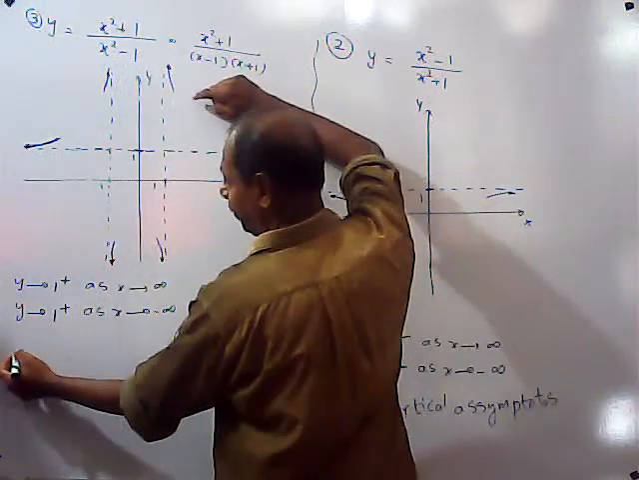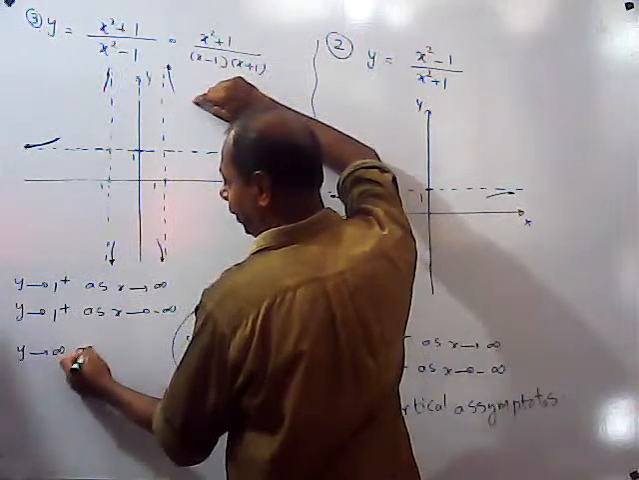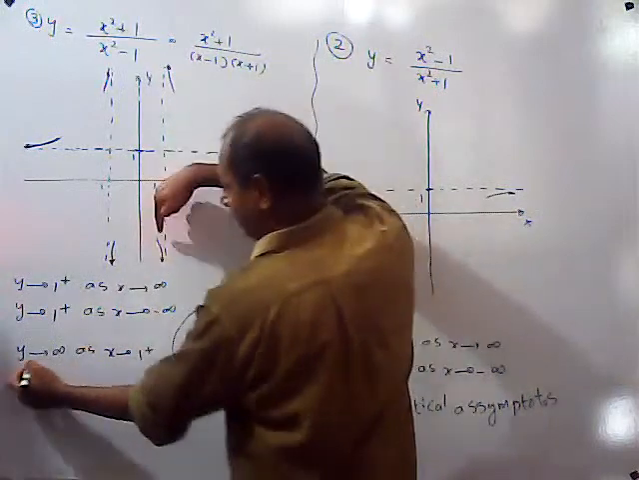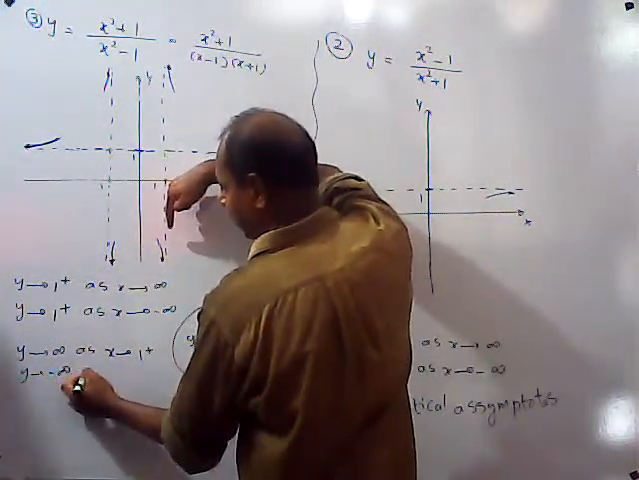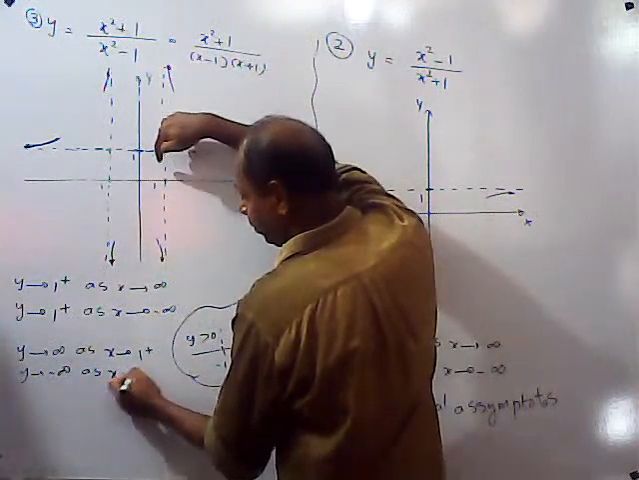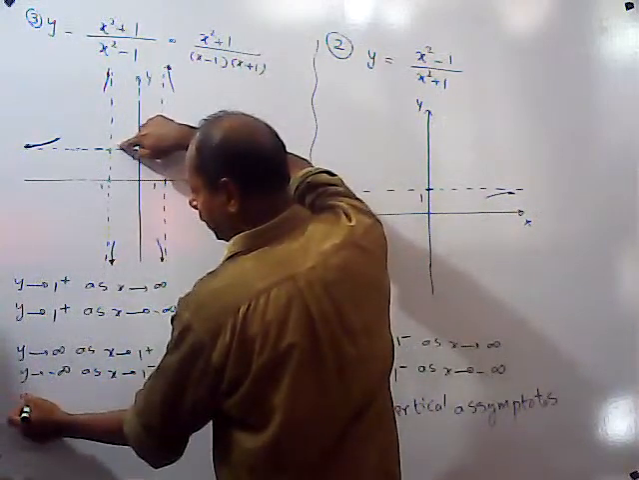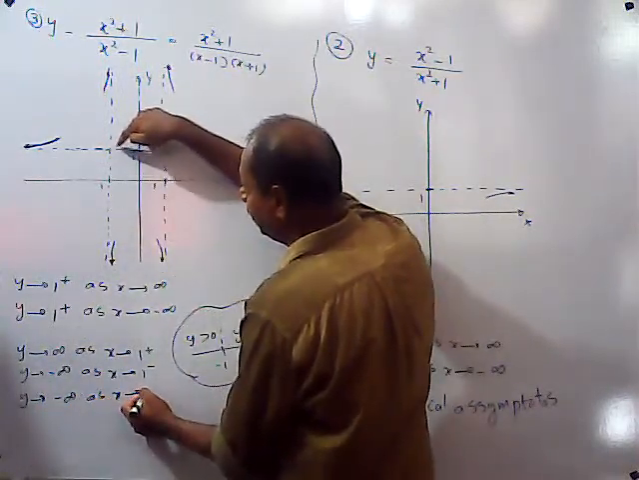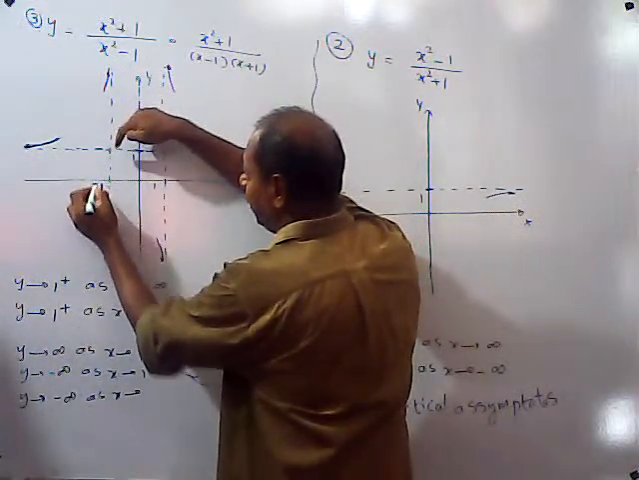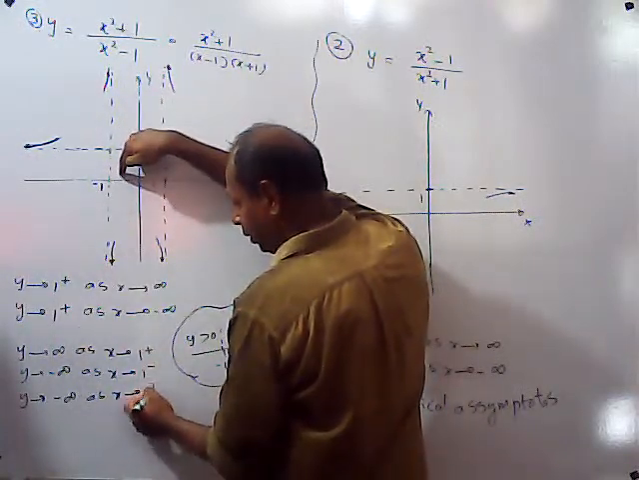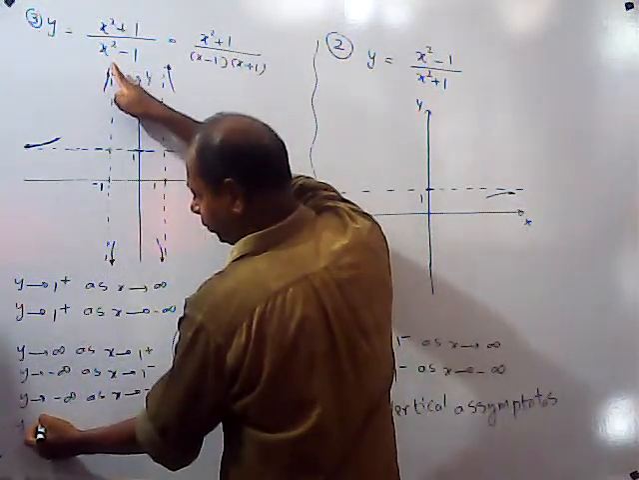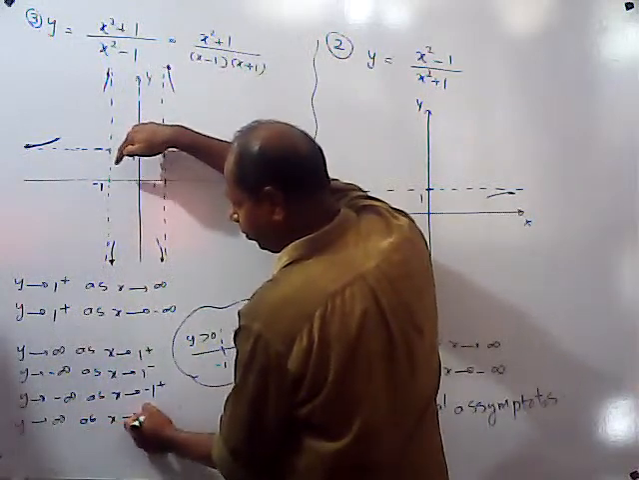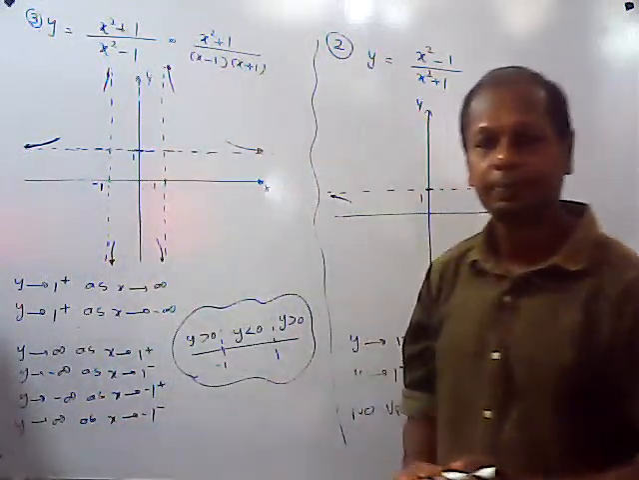So we write them. y will go to positive infinity as x goes to 1 from the positive side. y will go to negative infinity as x goes to 1 from the negative side. y will again go to negative infinity as x goes to minus 1 from the positive side. y will go to positive infinity as x goes to minus 1 from the negative side. So this is the answer.